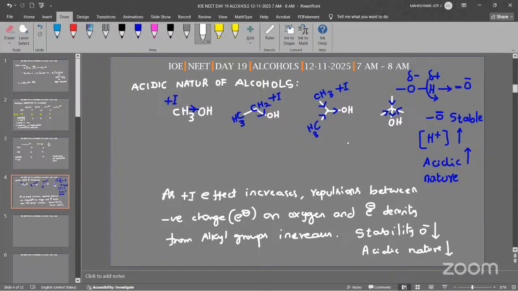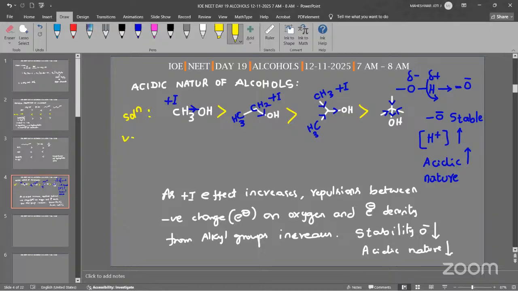Right? Now, what is the answer? I mean, which one is more acidic? Methanol is more acidic, right? So methanol is more acidic than ethanol, which is more acidic than isopropanol, which is more acidic than tertiary butyl alcohol. This is in solution state or aqueous state.